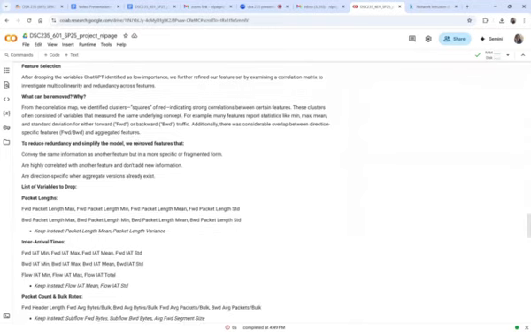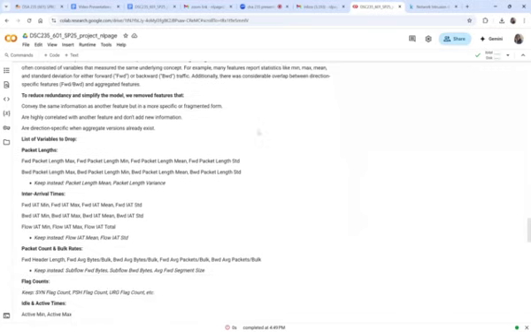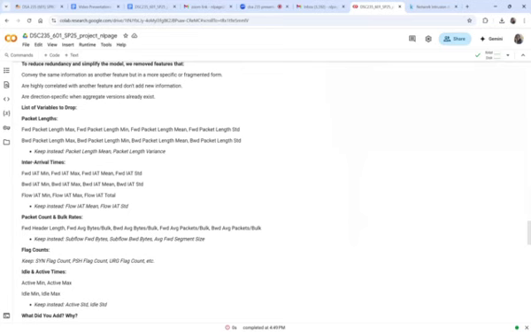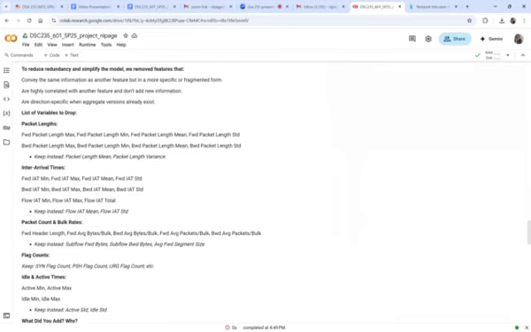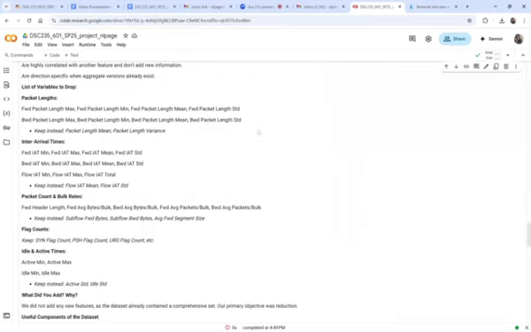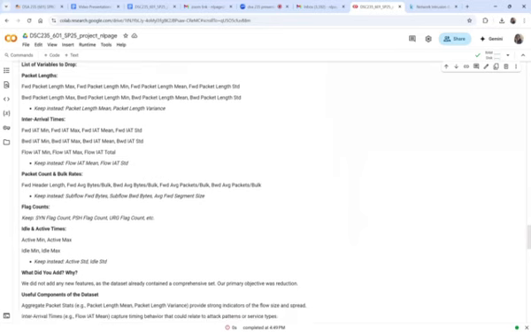So we identified the clusters of squares of red, as we called it, indicating strong correlations between certain features. These clusters often consisted of variables that measured the same underlying concept. For example, many features report statistics like min, mean, max, and standard deviation for either forward or backward traffic. So we just kind of chose one. So it reduced redundancy and simplified the model after we dropped them. And then here's a list of those.